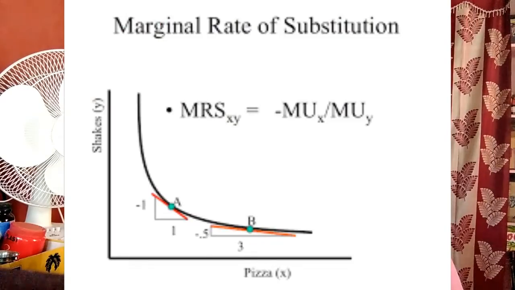In economics, the marginal rate of substitution is the amount of a good that a consumer is willing to consume compared to another good, as long as the new good is equally satisfying. MRS is used in indifference theory to analyze consumer behavior.